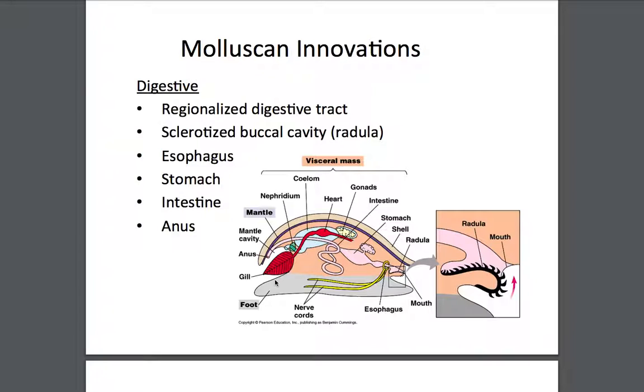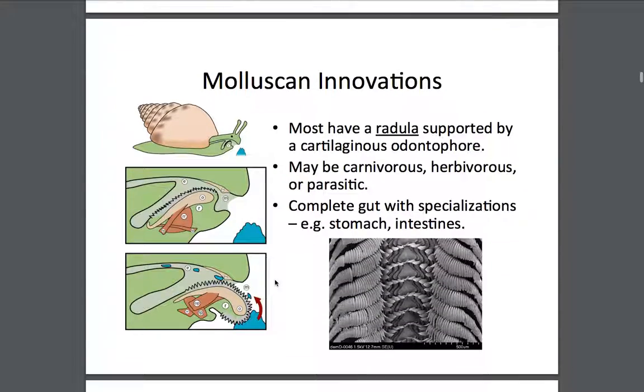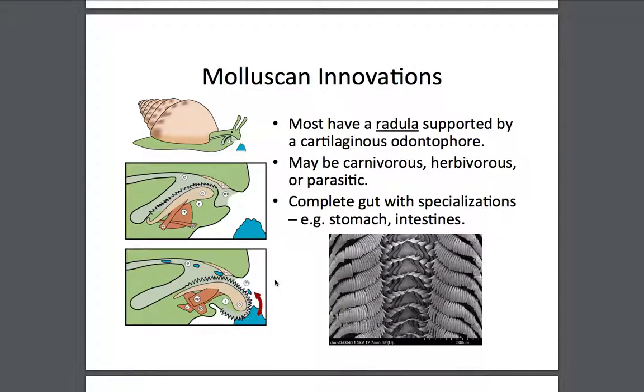So the way that they do this is really amazing. This is a scanning electron micrograph of a radula over on the right-hand side. It literally looks like a file, and a recent paper came out about 1.5 years ago that suggests that the radula is the hardest biologically made material.